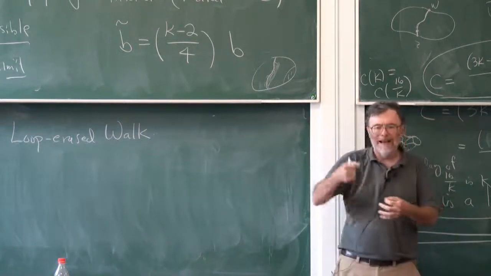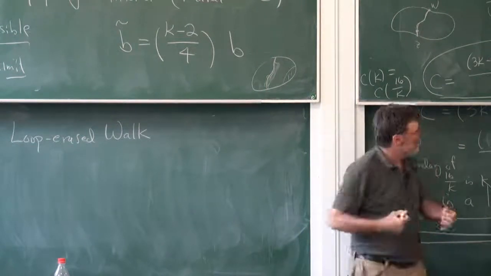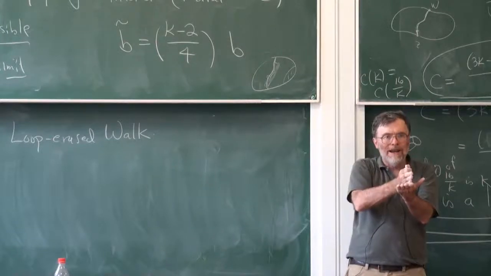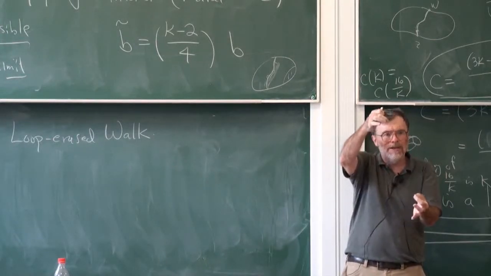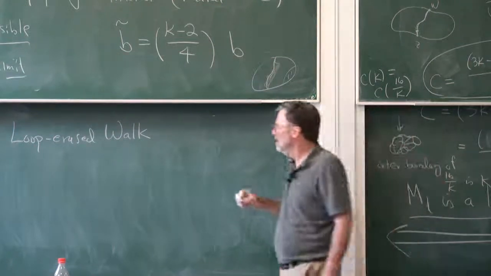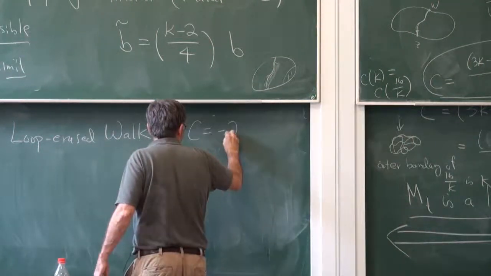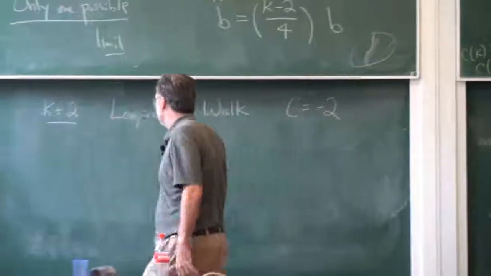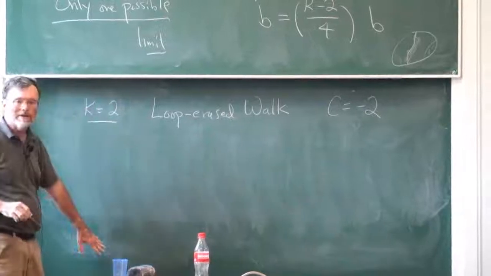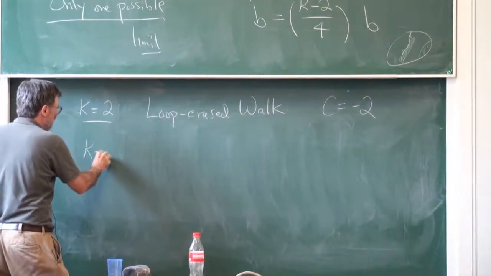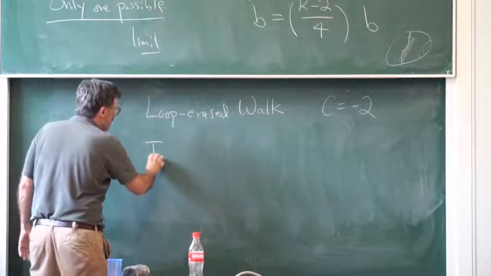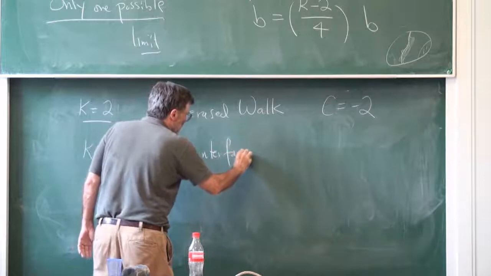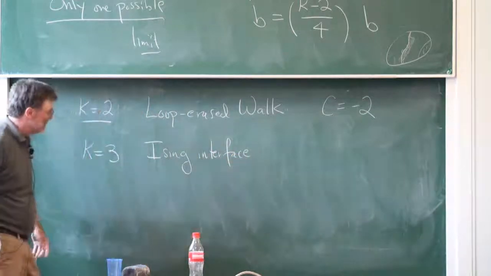So, translated here, that would say that for loop-erased walk, you would expect C to be negative. When I shrink the domain, the intrinsic measure of a path decreases. And it turns out, if you check, that C equals -2. And this is actually a theorem. Actually, everything I'm going to put on this board is a theorem. Kappa equals 3 is the Ising interface, the interface between plus and minus.